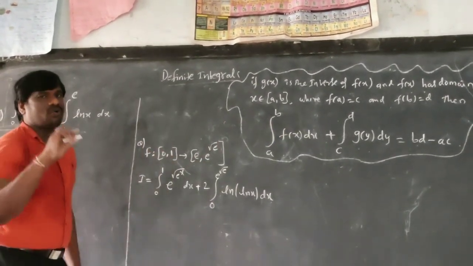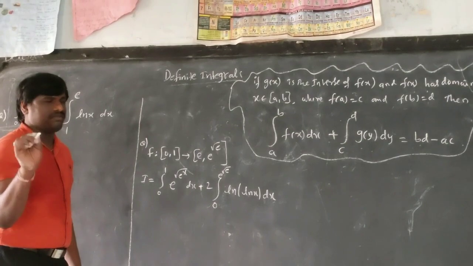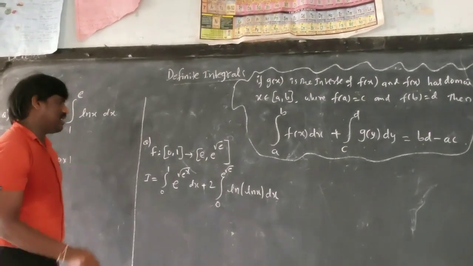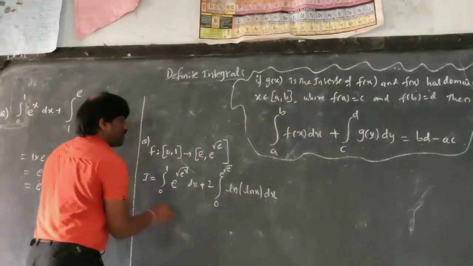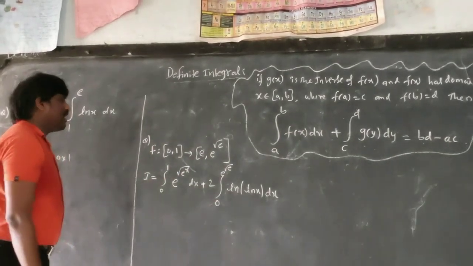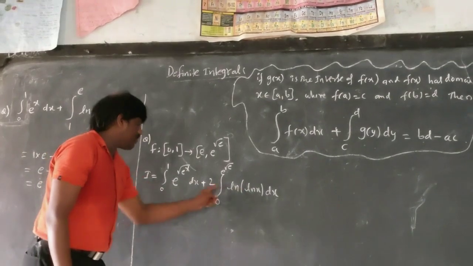I will give you one homework question also in your group. You can tell me that answer. That is a JEE question. I will send you one. Okay, let us see here how to find this one. This one, how to find it. This is the inverse of this whole.